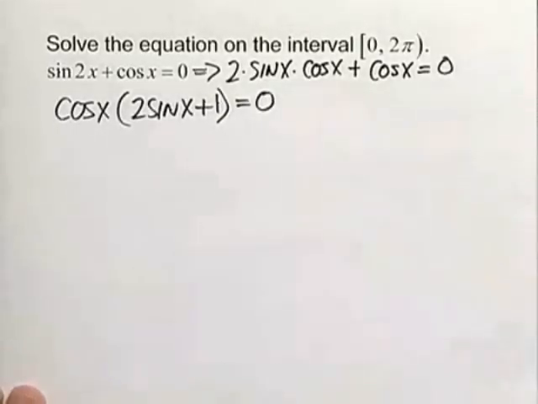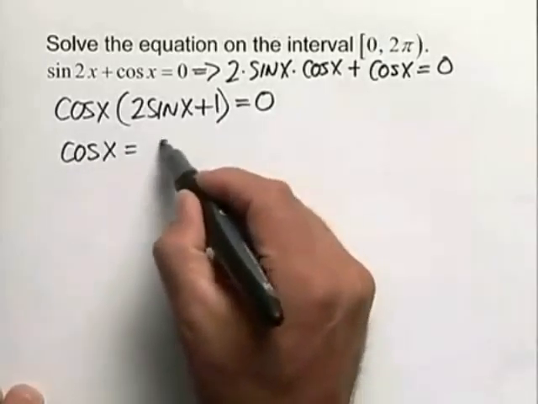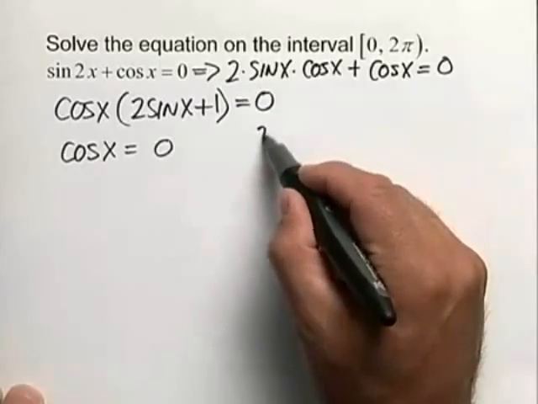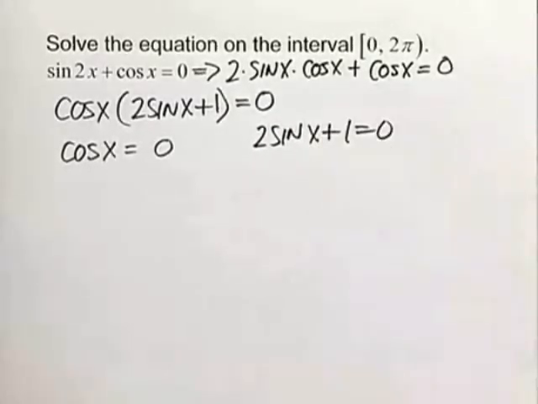So we can now break this into two further trig equations, where we have the cosine of x equaling 0, and we also have 2 sine of x plus 1 equaling 0. All right, let's look at the first equation. The cosine of x is equal to 0.